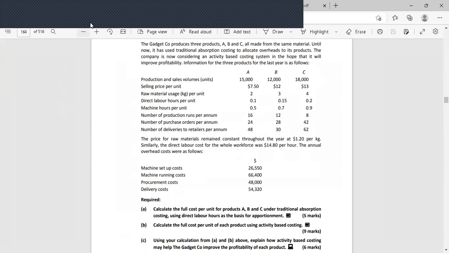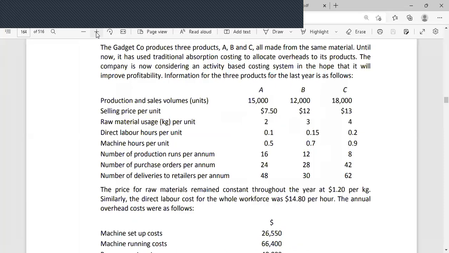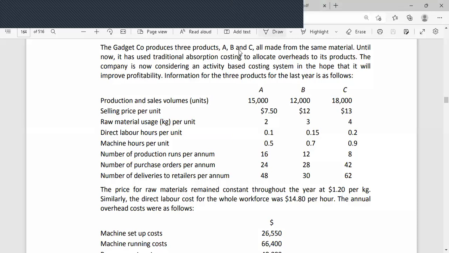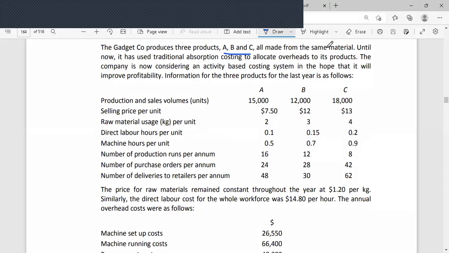The Gadget company produces three products: A, B, and C, all made from the same material. Until now, it has used traditional absorption costing to allocate overheads to its products. The company is now considering activity based costing in the hope that it will improve profitability. Then we see information for the three products for the last year is as follows.